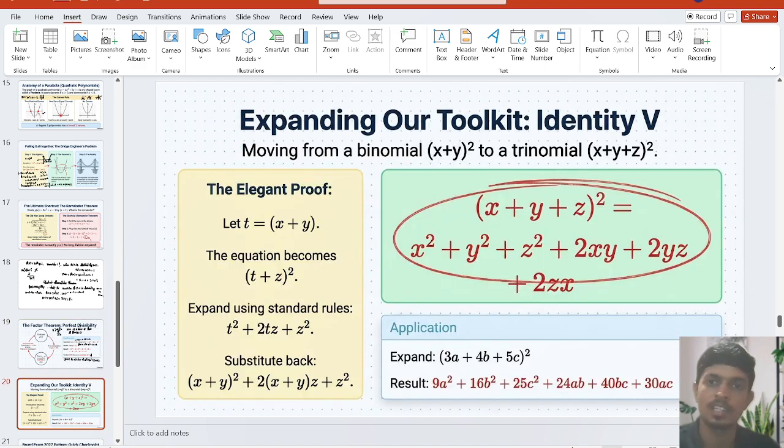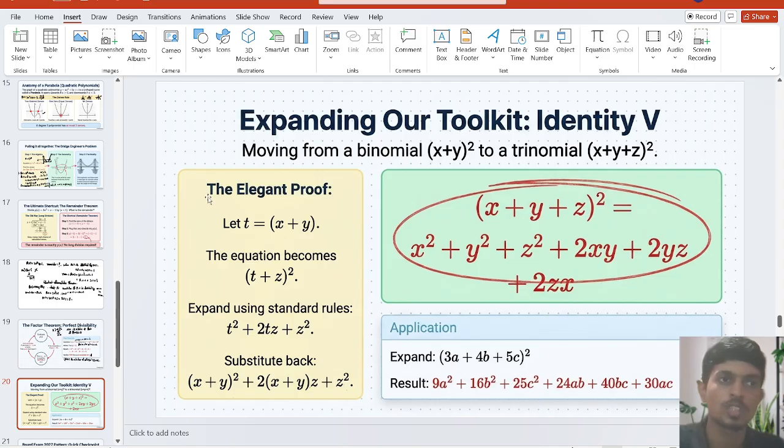So let's begin next. Expanding our toolkit, identity, the elegant proof. Moving from binomial (x plus y) square to trinomial. Suppose t equal to x plus y, the expression becomes (t plus z) whole square. Expanding using the standard rule, t square plus 2tz plus z square, and putting t equal to x plus y, you get (x plus y) square plus 2(x plus y)z plus z square. Multiplying this, 2xz plus 2yz plus z square. Expanding (x plus y) square as x square plus y square plus 2xy, you get x square plus y square plus z square plus 2xy plus 2yz plus 2zx.